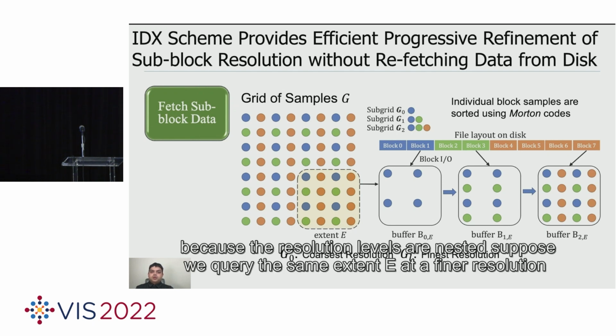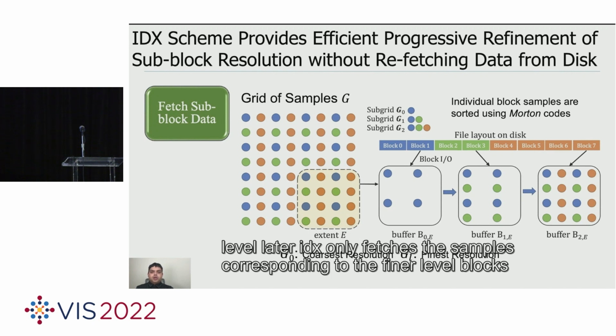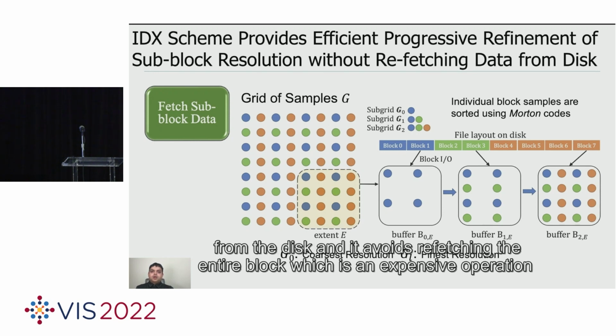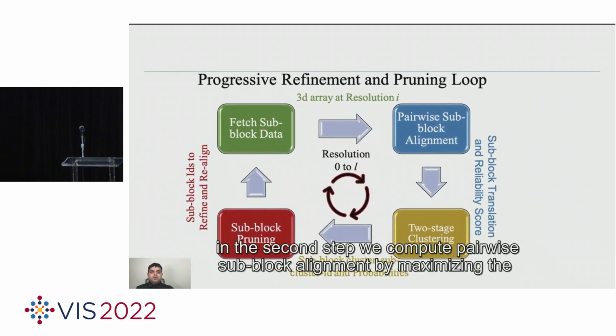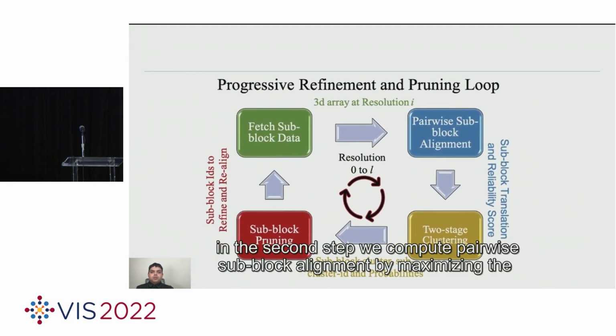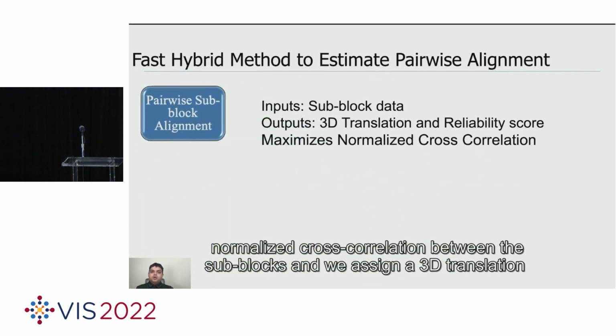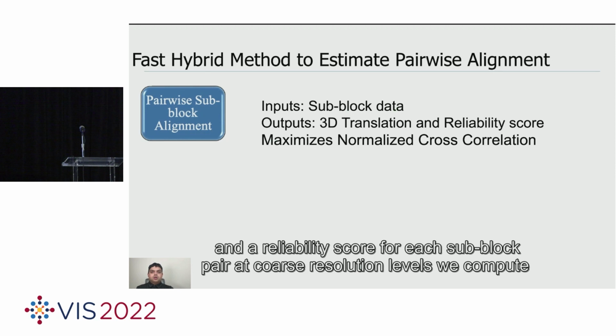Because the resolution levels are nested, suppose we query the same extent E at a finer resolution level later, IDX only fetches the samples corresponding to the finer level blocks from disk, and it avoids refetching the entire block, which is an expensive operation. In the second step, we compute pairwise subblock alignment by maximizing the normalized cross correlation between the subblocks. We assign a 3D translation and a reliability score for each subblock pair.